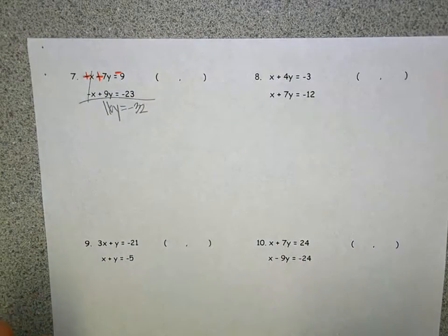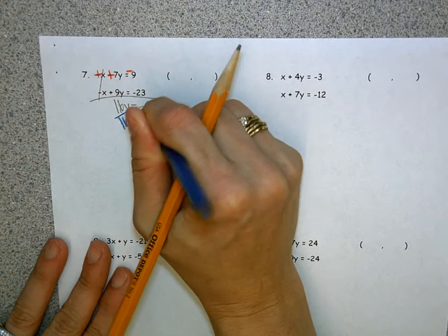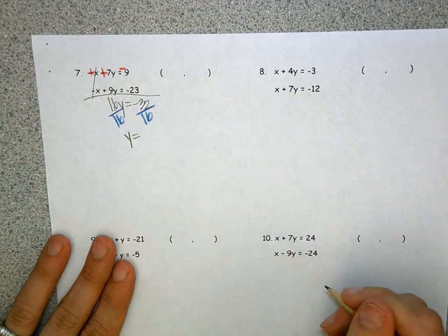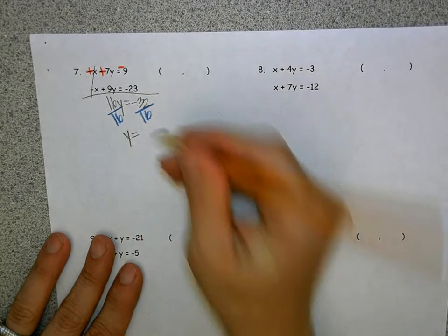How do I get y by myself? Divide by 16. Divide by 16, we get y equals what? Negative 32 divided by 16, negative 2.